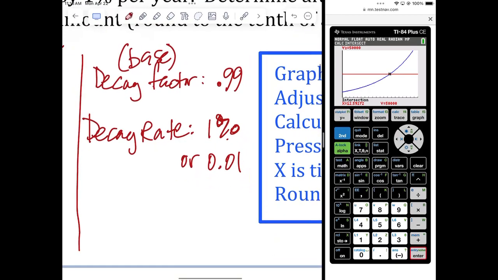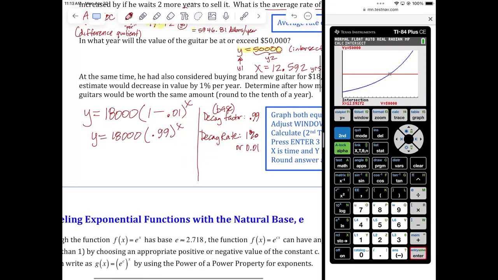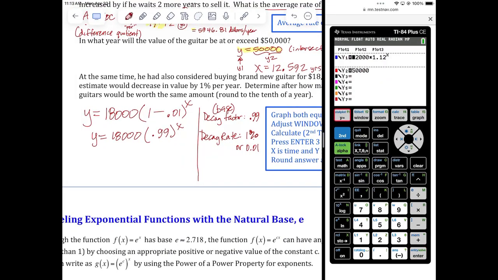Okay. All right. Now, what do I do with this second equation? I go to y equals. I get rid of the 50 grand, clear it out, and I type in the new equation: 18 grand times 0.99 raised to the x power. My window should already be good, huh? Yeah. So I just hit graph. If your first window is good, your second window should be good. There you go. Now, how do I find where they intersect?